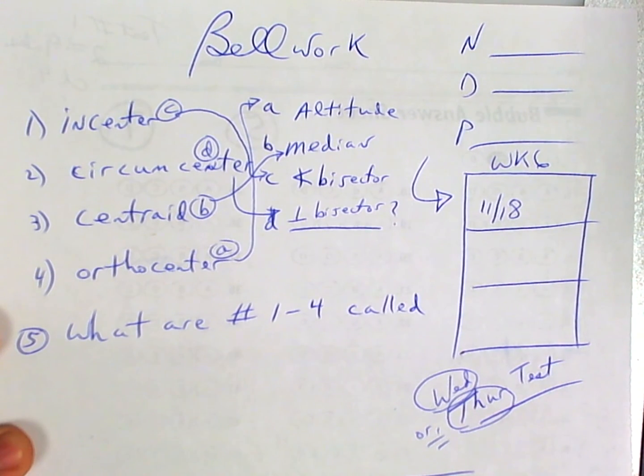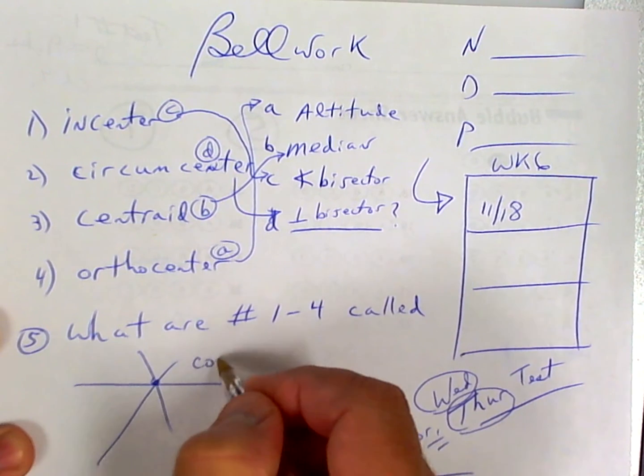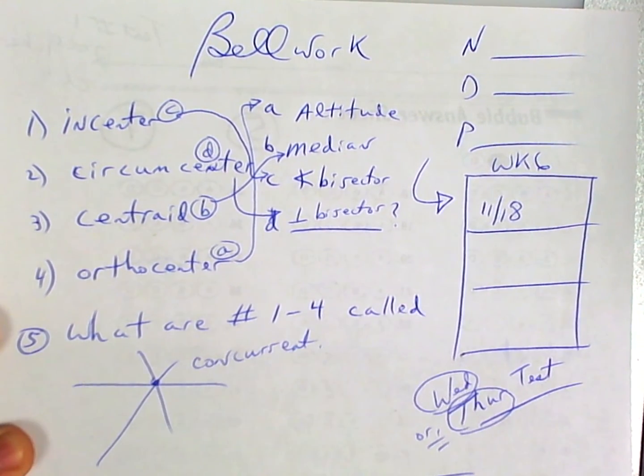What are numbers 1 through 4 called? They're called concurrent points. They all hit at the same point. They're called concurrent. They are concurrent points, like the great storm.